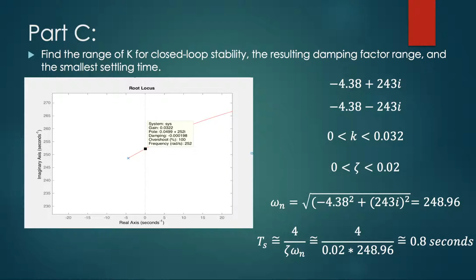The dominant closed loop poles are at the top: negative 4.38 plus 243i and negative 4.38 minus 243i. At the first one, the damping ratio is 0.02, and so our damping ratio range is 0 is less than zeta is less than 0.02. The natural frequency is the distance from the origin to the closed loop pole, and that is 248.96, which gives us in the equation for our settling time at the bottom there, 0.8 seconds.